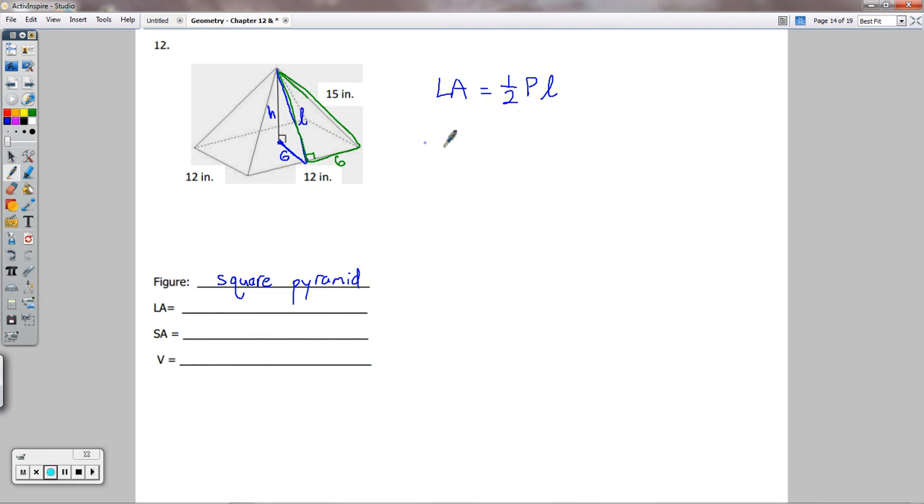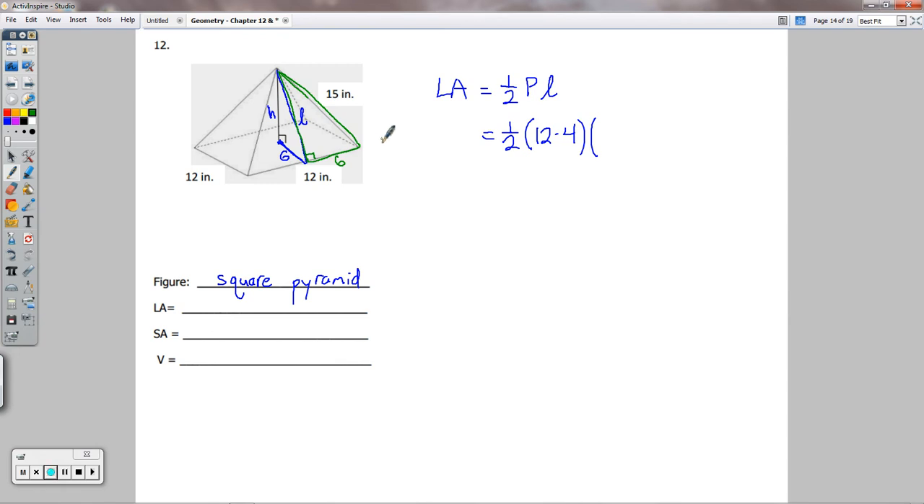Just do that, gets them all at once. So 1/2 perimeter would be 12 times 4, or 12 plus 12 plus 12 plus 12. And then the slant heights, well, we don't know that yet, but I could calculate it using this green triangle. So I'm going to do that work right here.